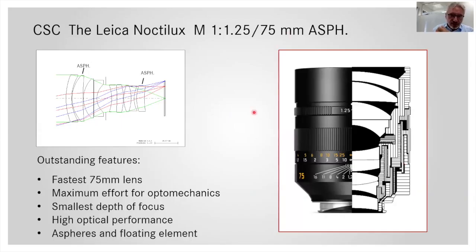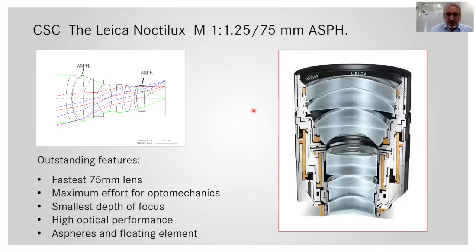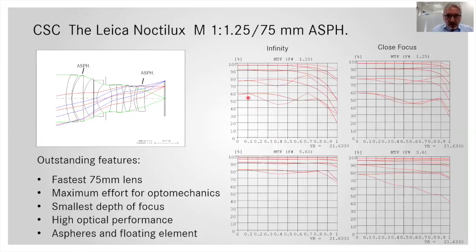Just to explain. So let's have a look at the Noctilux 75. Fastest lens, 75. Maximum effort for optomechanics, of course. Smallest depth of focus. Very high optical performance, and aspheres and a floating element were implemented. This you can see in our brochures. And again, highest performance, this is for 40 line pairs, nearly to the edge, but not only at infinity, also at close focus.